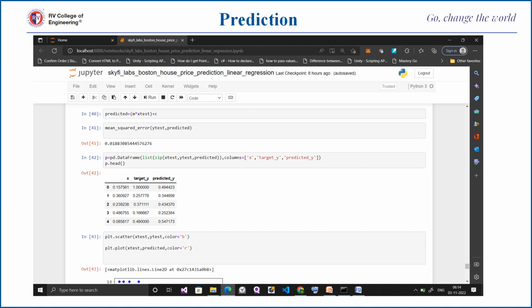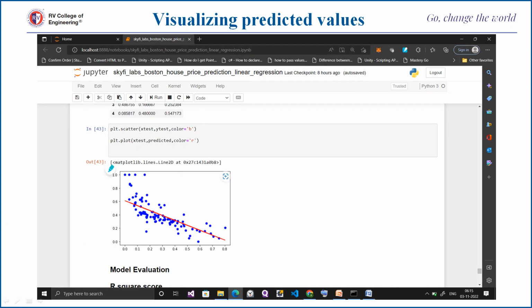Now prediction of the house prices. Here we can see the target Y value and the predicted Y value on the testing data. But the values are between 0 and 1. This is the visualization of the predicted values on the testing data.